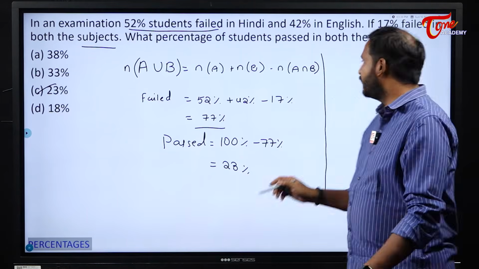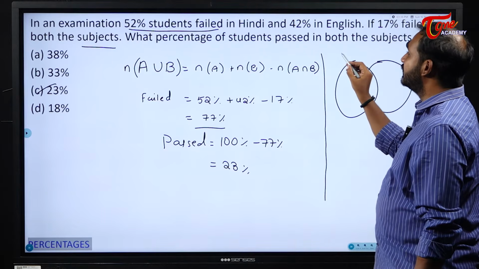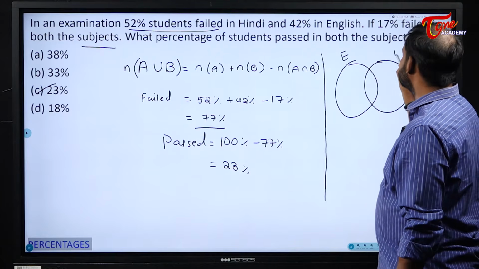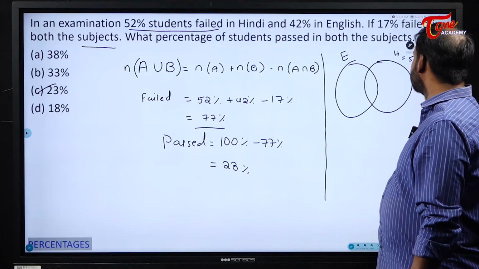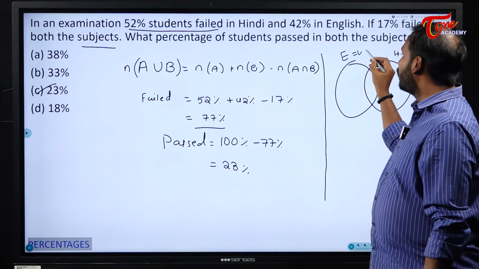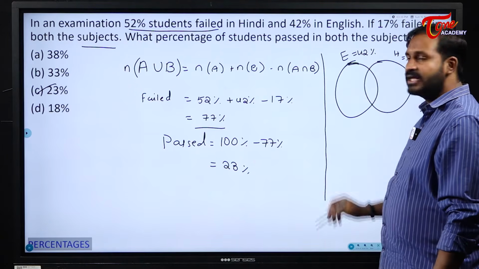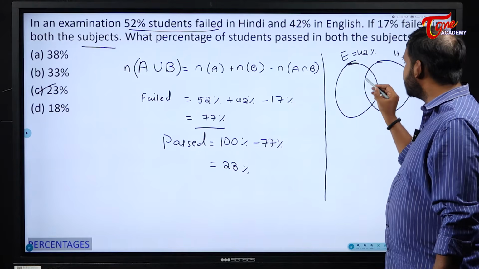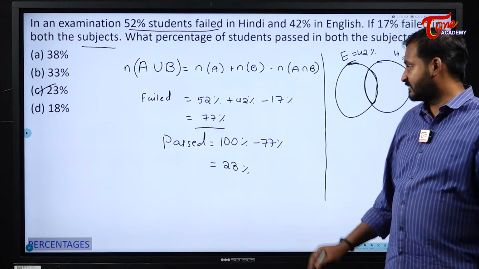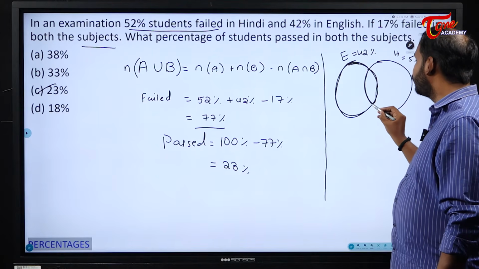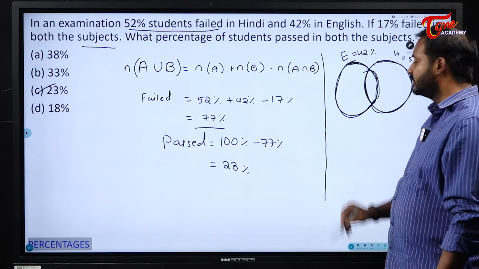The same thing, if we go with the Venn diagram, what will happen? We will draw the students who failed in English and Hindi. Two subjects are there, English and Hindi. The students who failed in Hindi are 52%, and the students who failed in English are 42%. Identifying the regions is very important for us. This region tells us the students who failed in both the subjects. This region gives us the students who failed only in English, and this region gives us the students who failed only in Hindi.